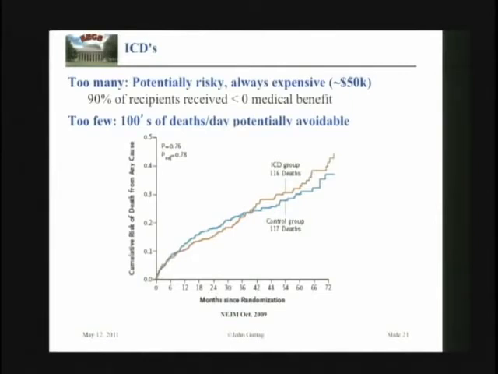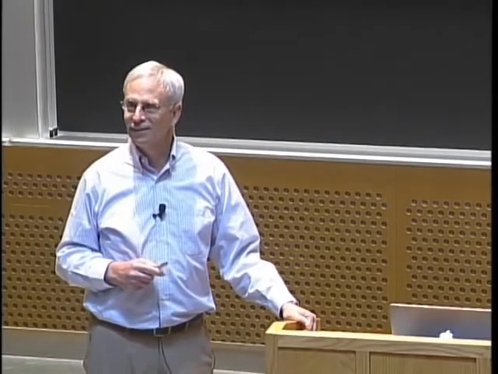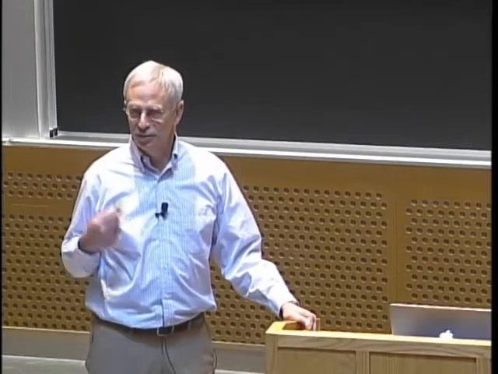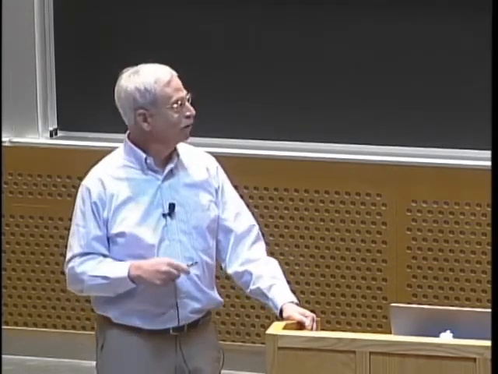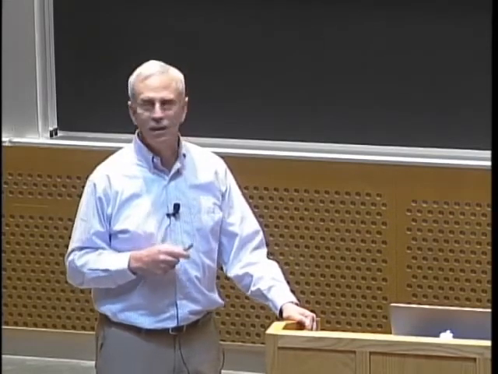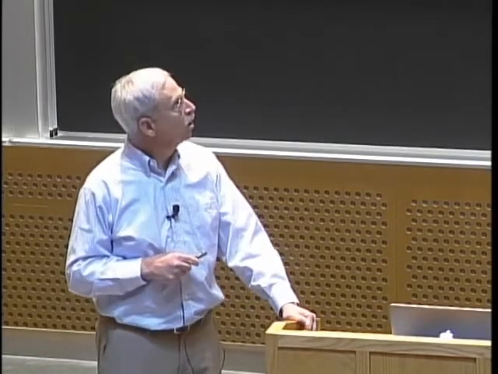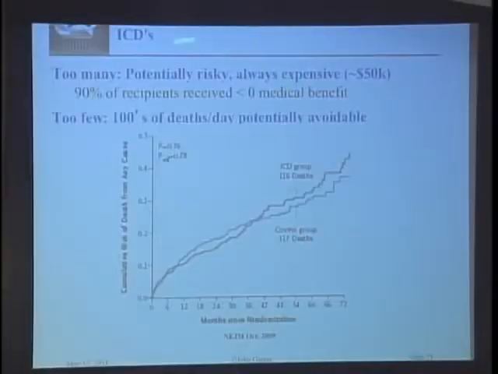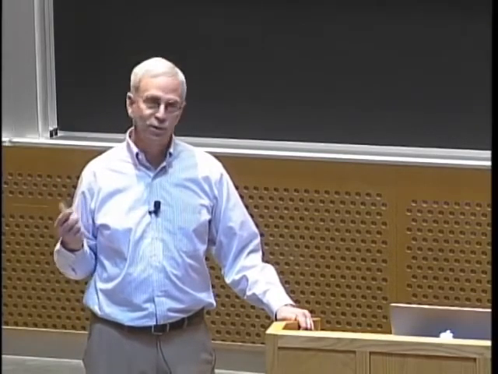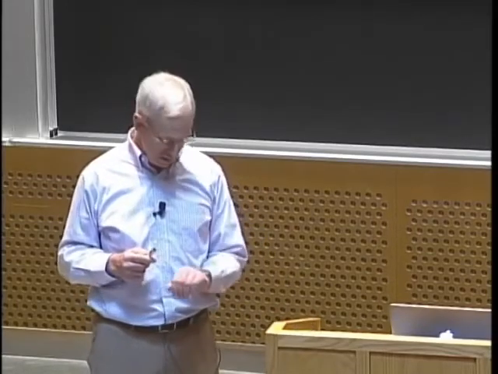Well, the disturbing news is there isn't much difference between the red line and the blue line. So these people had what was about a $50,000 implant and various kinds of risks and inconvenience and discomfort, et cetera. And on average, it didn't save lives. Oh dear. In fact, 90% of the people who got them, and this is not just in this study, this is in every study, received zero, actually less than zero medical benefit from the ICD.